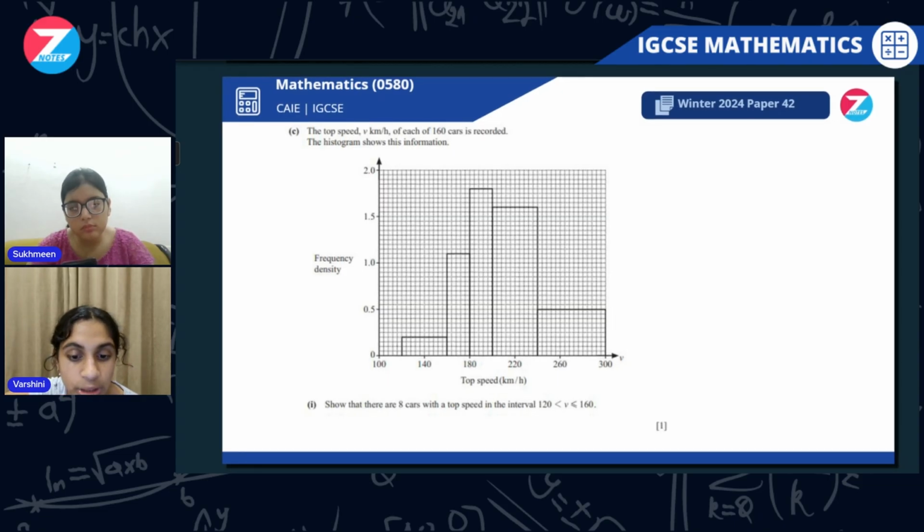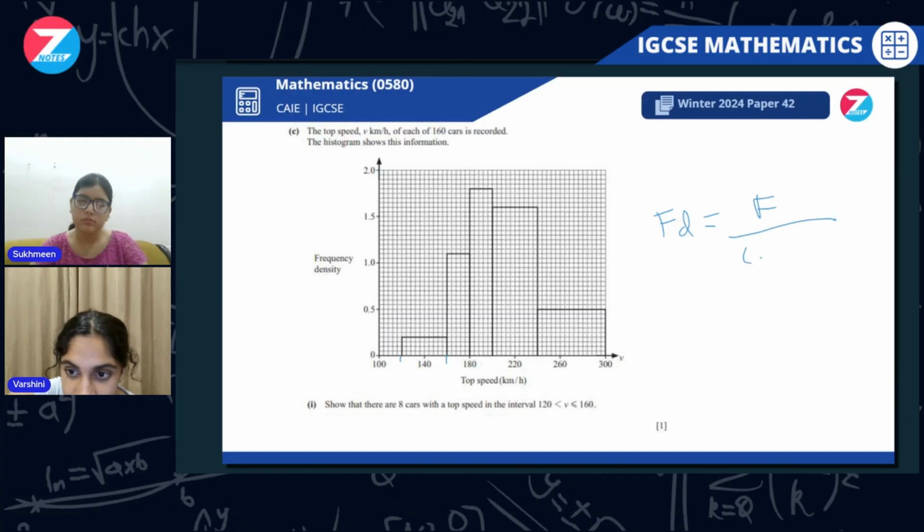Okay, so we know the interval for 120 to 160 is over here to here, which you can see by looking at the graph. And we know this is the frequency density and this is the speed. And we also know that frequency density is equal to the frequency divided by class width. So here the class width is 160 minus 120, which is 40.